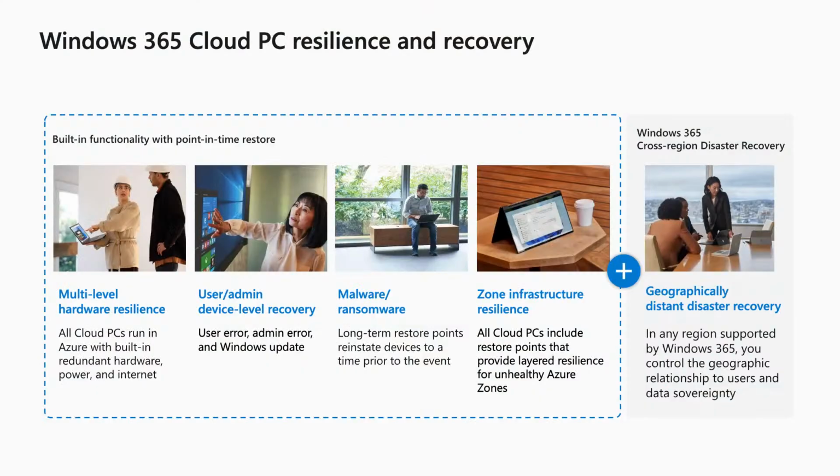Now we've looked at the service resiliency. Let's look at the Cloud PC resiliency, the actual VM resiliency. Windows 365 provides built-in functionality with features like point-in-time restore that provide multi-level hardware resilience, and resilience against outages that you could have because of malware, or system-level outages. There could be a bug in the OS. And the zone could be down.